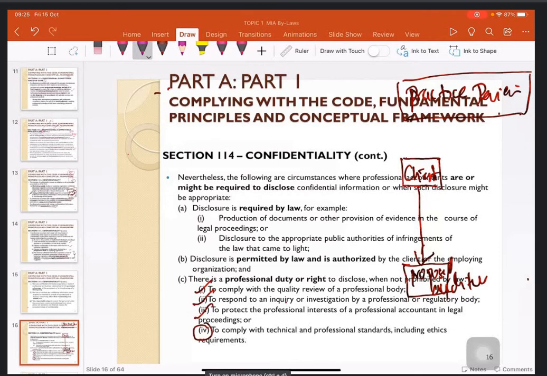You tak boleh terus accept the appointment, okay? The first thing that you need to do adalah you kena communicate dengan previous auditor. Sebab dia dah ada previous auditor kan? Okay, so dia dah ada previous auditor. So what you need to do adalah you kena communicate dulu dengan previous auditor.